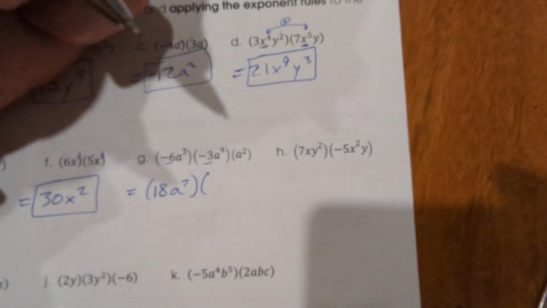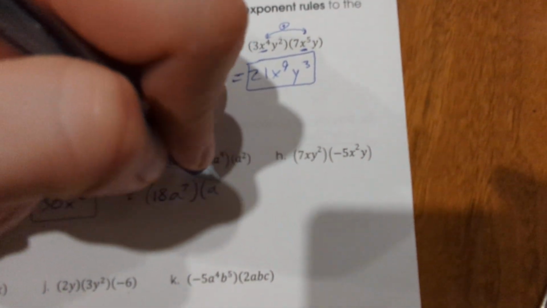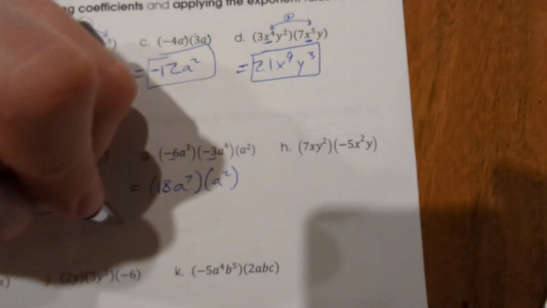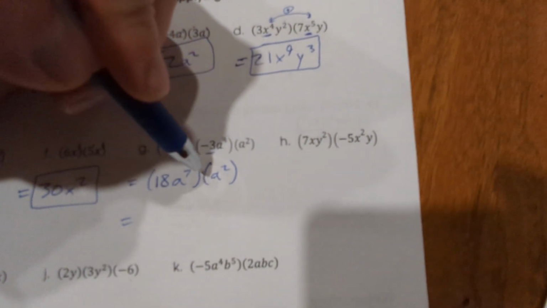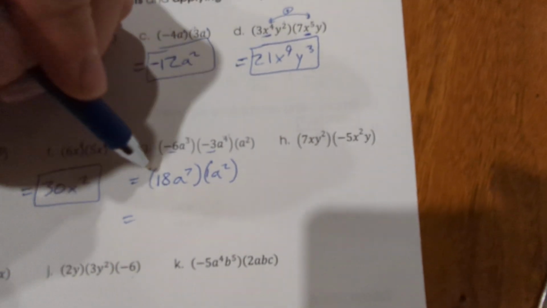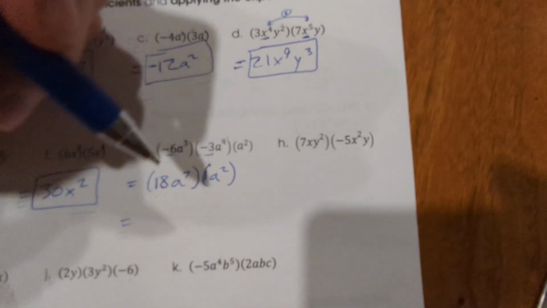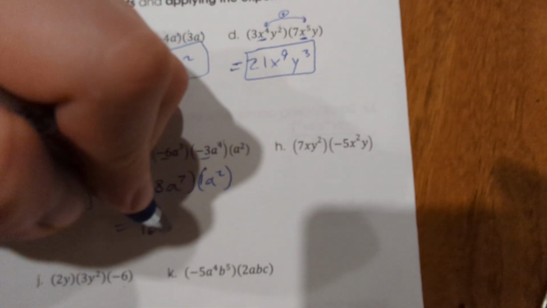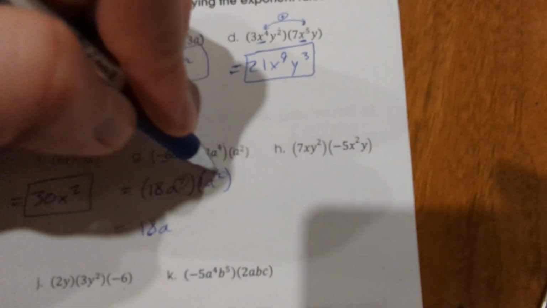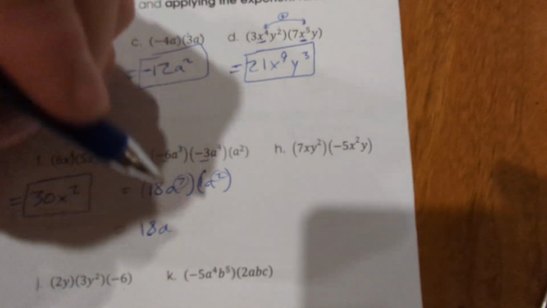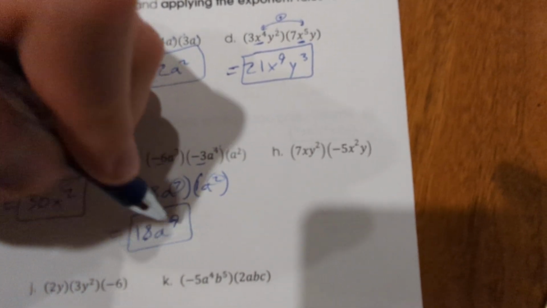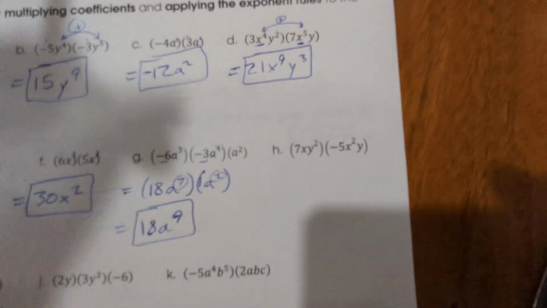And then this is still multiplying a to the 2, because we haven't done a to the 2 yet. Then just remember, if we have just a variable, you could picture this as a 1. So it'd be like 18 times 1, which is still just 18. And then we have a, and then again we add our exponents. So 7 plus 2 is 9. And that would be our final answer. 18 with a to the power of 9.